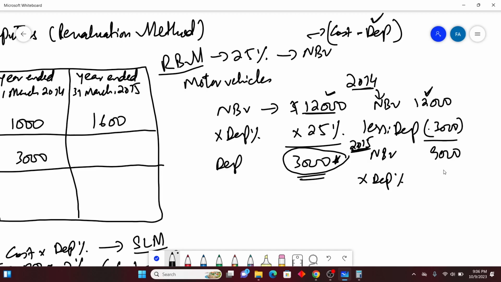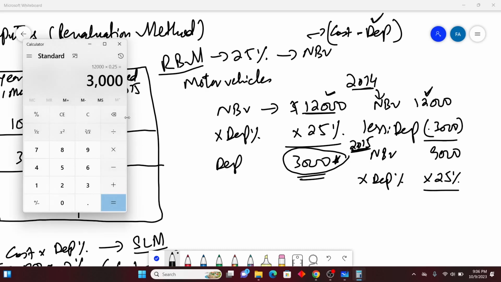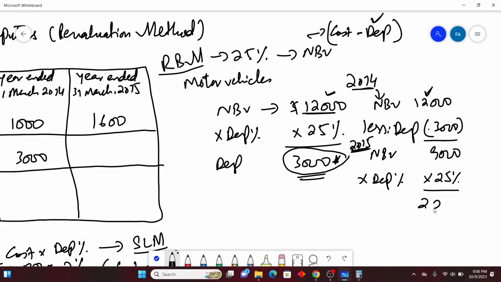So I multiplied by the depreciation rate, 25%. This will be the depreciation rate for this year, 0.25, which is giving me 2,250, the depreciation for the year ended 2015. Okay.